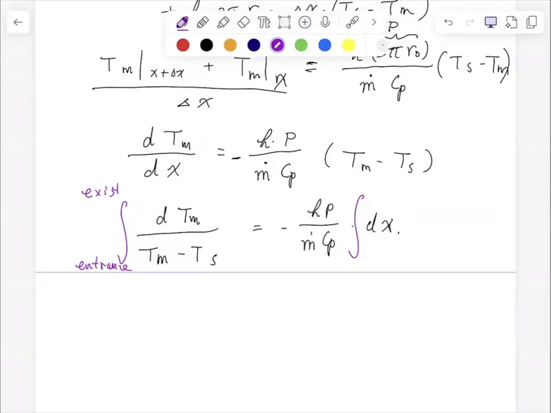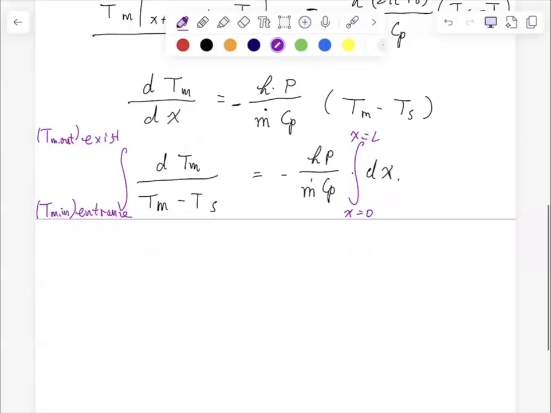The entrance would be the mean temperature at the inlet. And then this will be the mean temperature at the outlet. And of course, on the right side, the range would be x equal to 0 at the entrance, and then the upper bound will be x equal to the length of the pipe. And then you can do the integration yourself. The left side is a log scale.